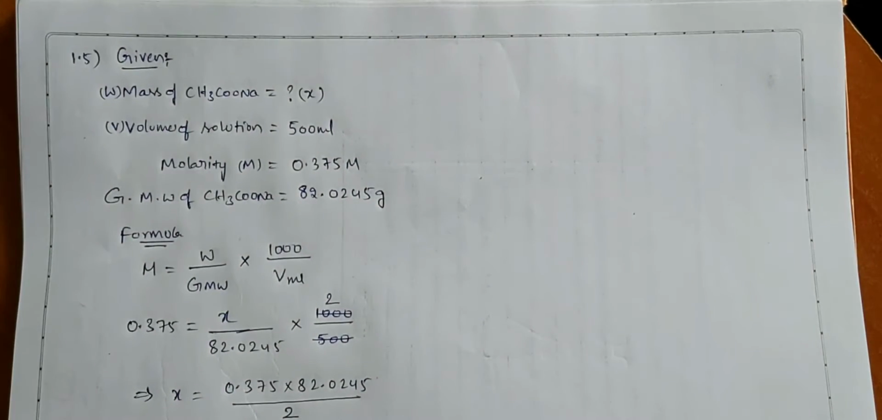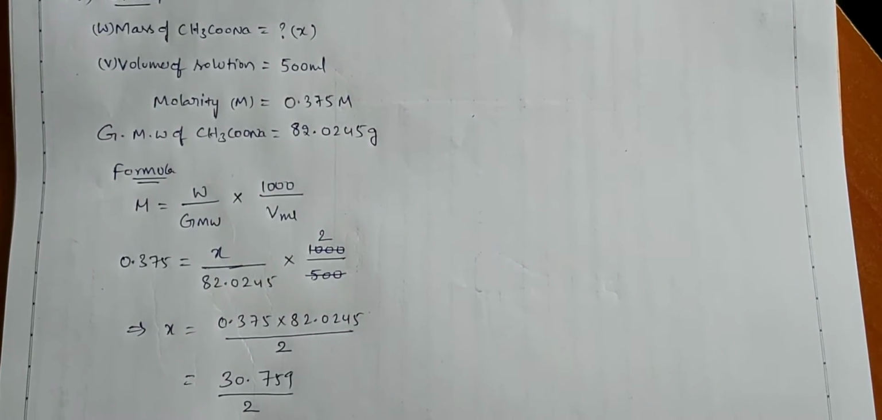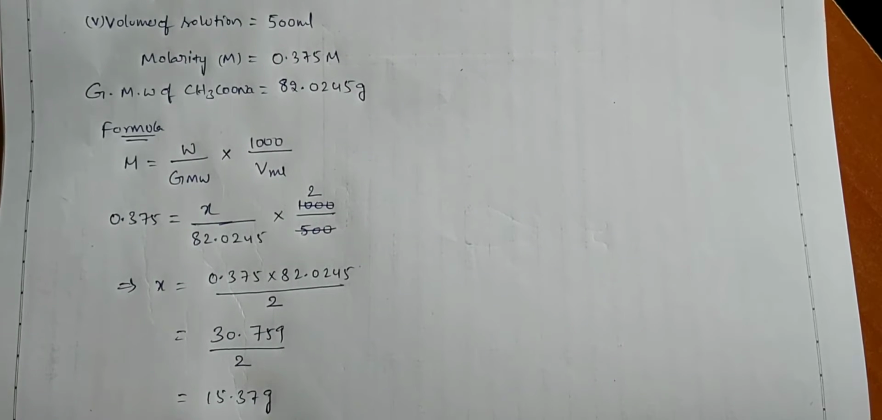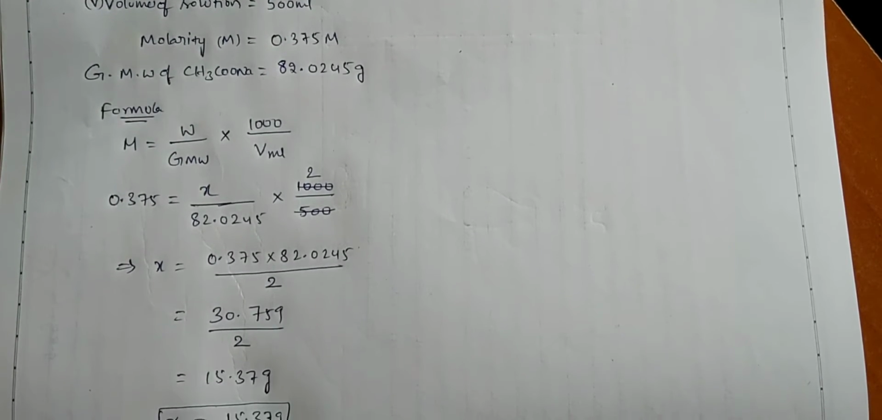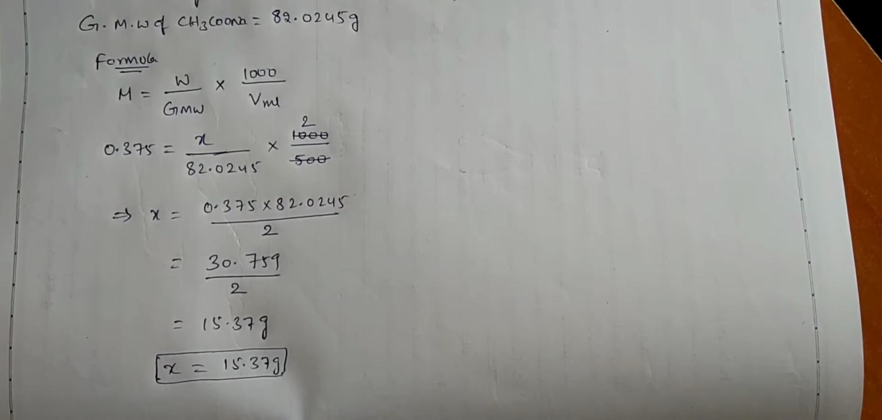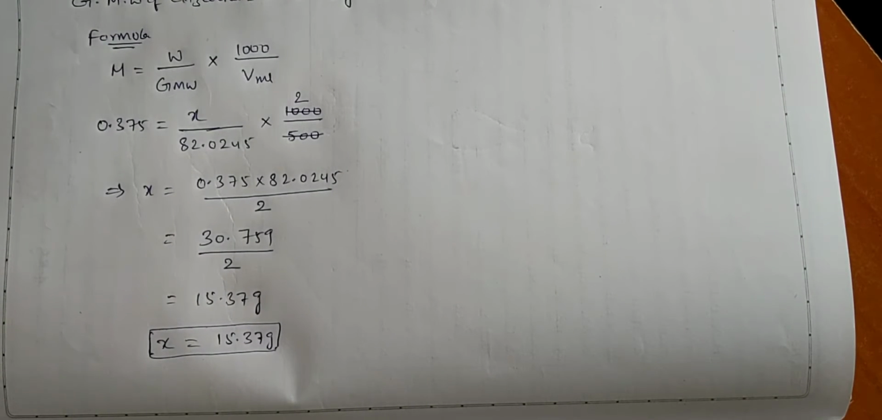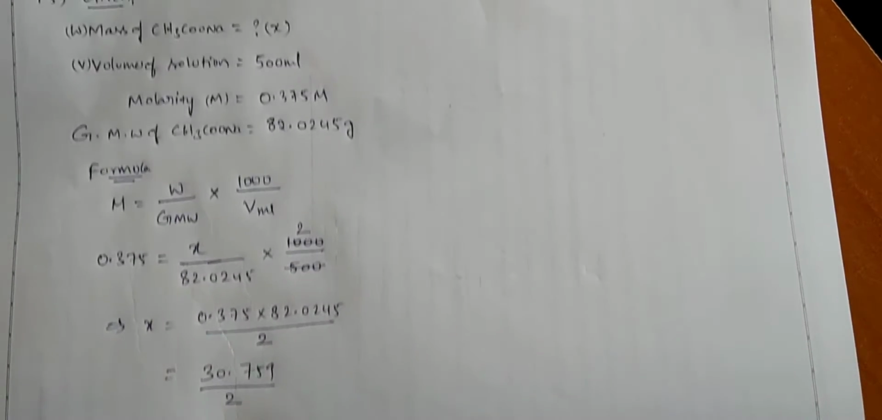The given data is: mass of CH3COONa we don't know, that one only we have to find. Volume of solution they gave, molarity they gave, gram molecular weight of CH3COONa also they gave. Substitute in the formula, and simply we will get the answer. Okay, this is about 1.5.